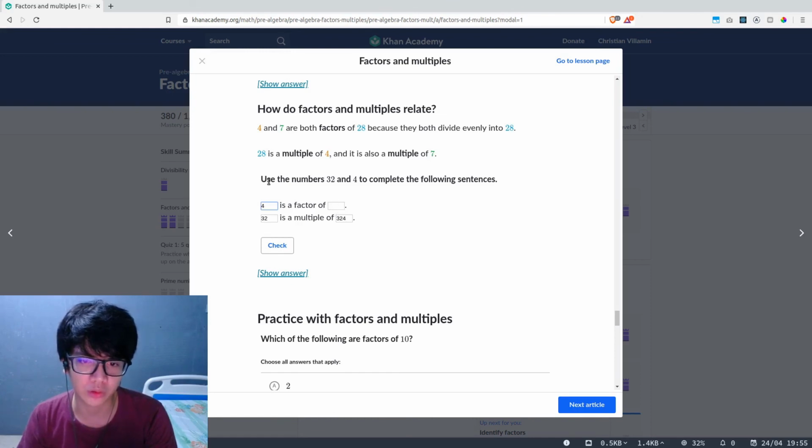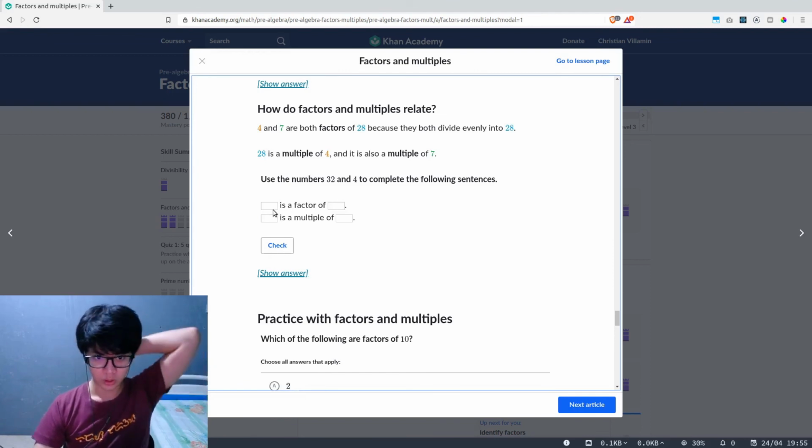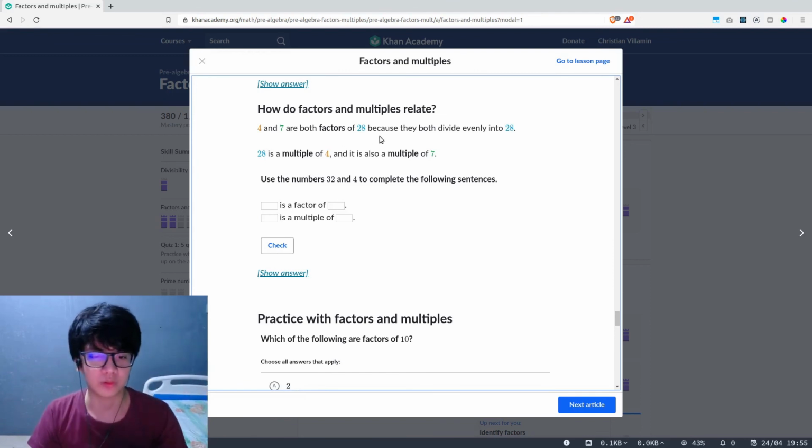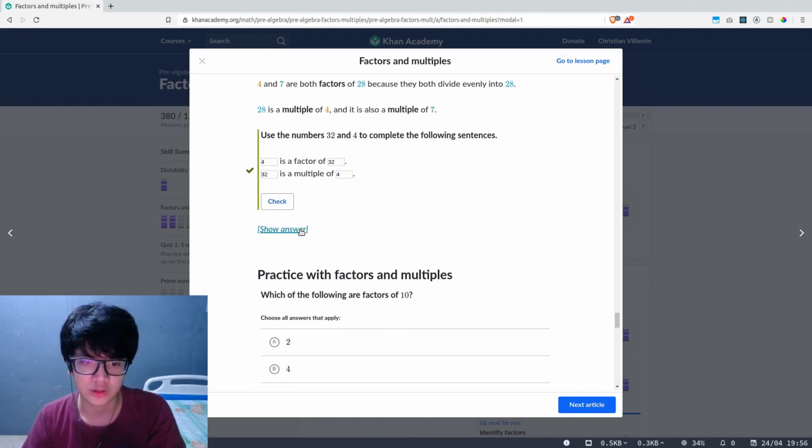Use the numbers 32 and 4 to complete the following sentences. Wait, what? What is this supposed to even mean? They're both factors of 28. 4 is a factor of 32, right? 8. 8 is a multiple of 32. Is that what it's supposed to say? I think I got it the other way around. 32 is a multiple of 4, like that? Okay, cool.